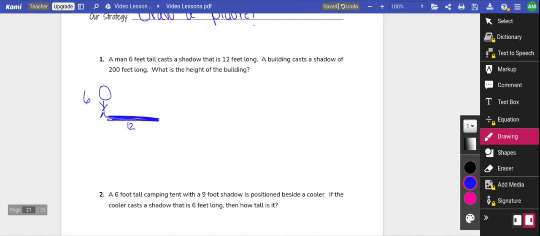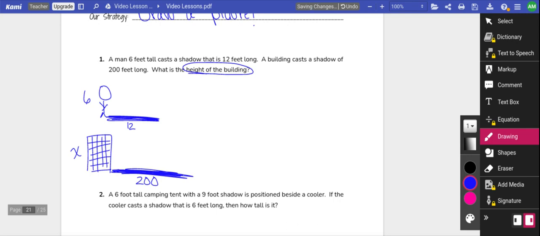Now I'm going to draw a building because a building is going to cast a shadow. Here's my nice building. It casts a shadow that is 200 feet long. Okay, so here's my building. Here's its shadow, and it is 200 feet long. And I want to know the height of the building. So I'm going to put an X where the height of the building should be.